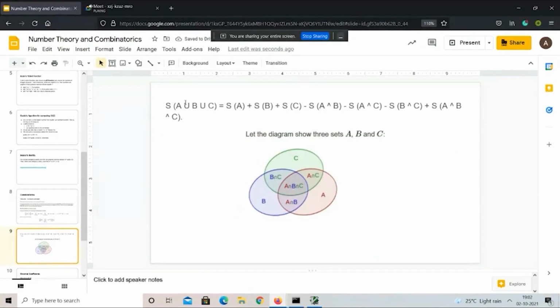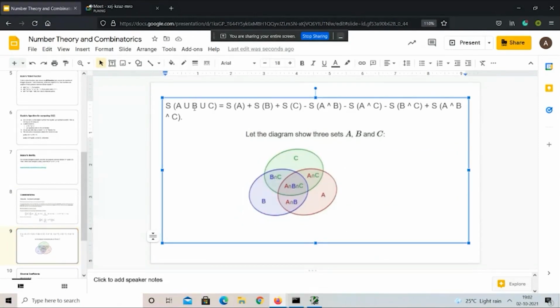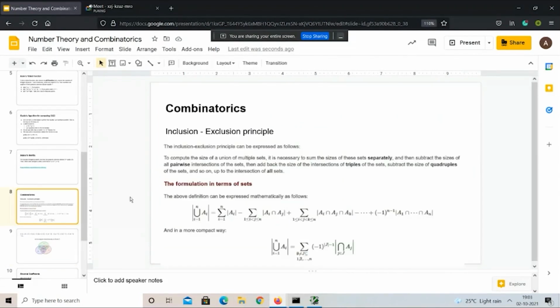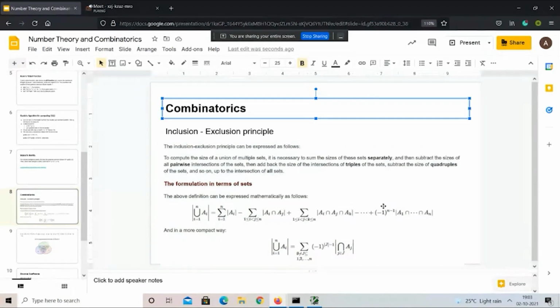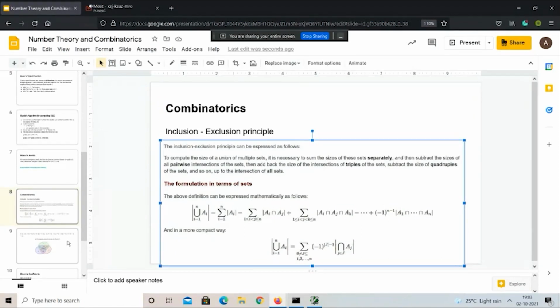Same thing: S of A union B union C is equal to S of A plus S of B plus S of C minus S of A intersection B, S of A intersection C and S of B intersection C, plus S of A intersection B intersection C. S can be any function that is related to this. This is the statement, the formal or mathematical definition of the inclusion exclusion principle.